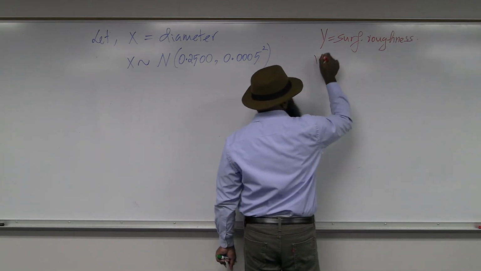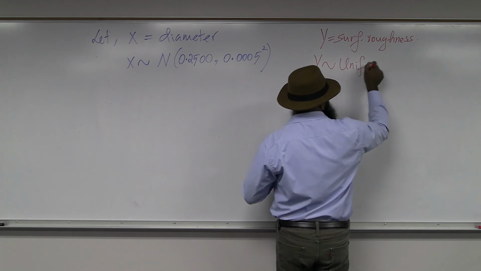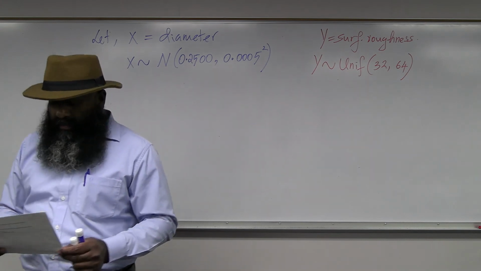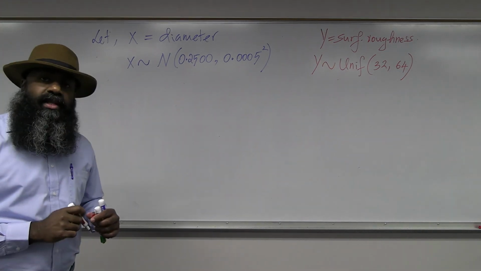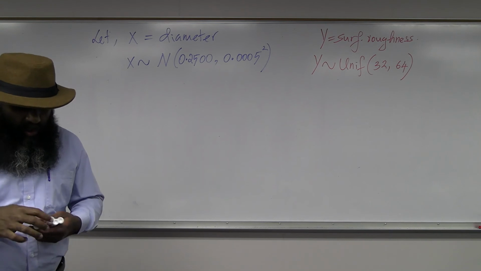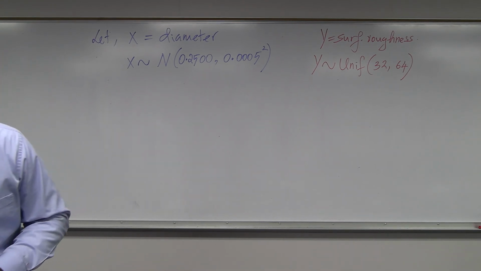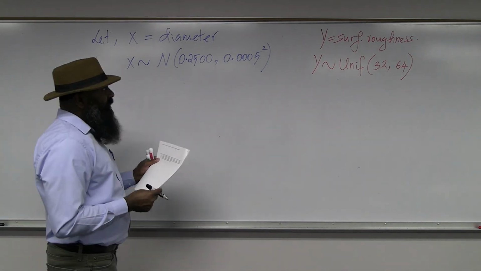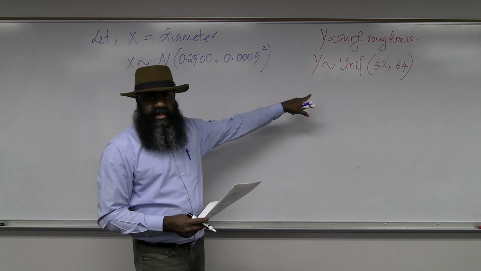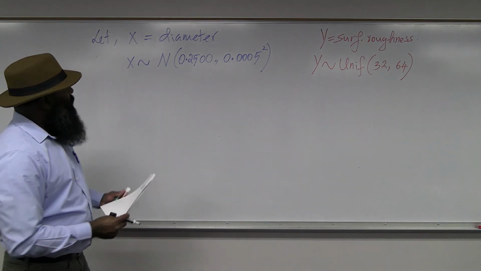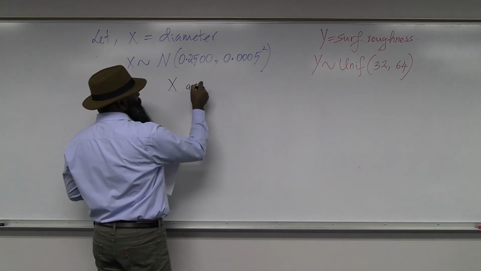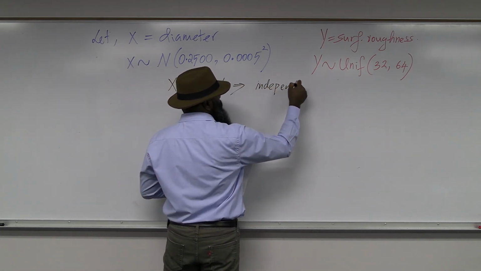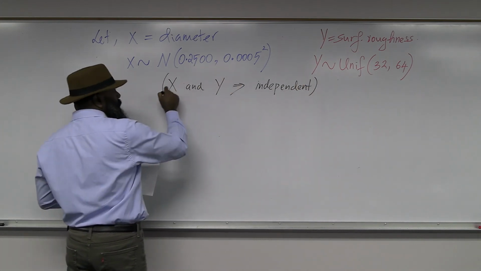Now y follows a uniform distribution from 32 to 64. And then we have to define the two events. So two events are defined for type A. And also given that diameter and surface roughness are independent of one another. Okay? X and Y are independent. So this will be very important.